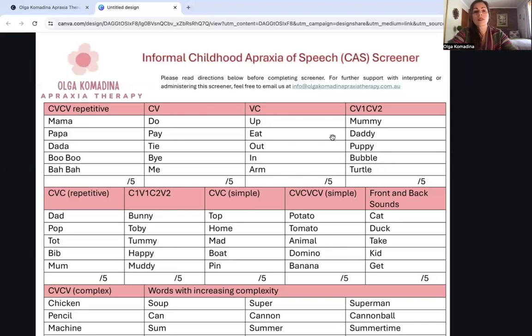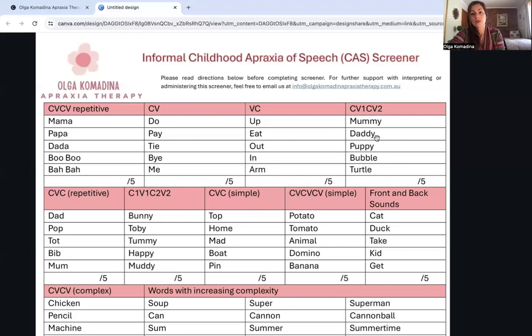Anyway, moving on. So we've looked at CV. We're still on CV, but it's a next level up because the vowels have changed now. It's harder to say. How are they going here? Are we maybe seeing more errors? Or are they still going pretty okay? Okay.